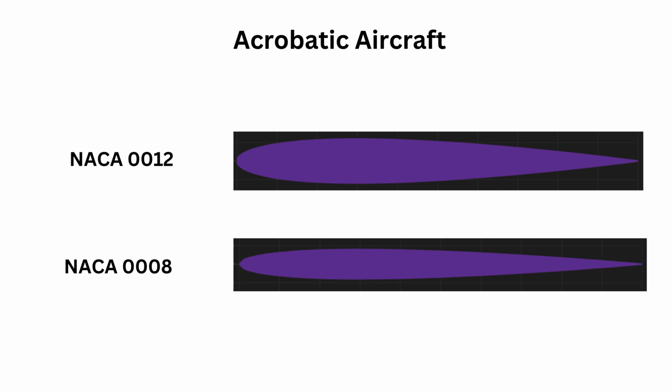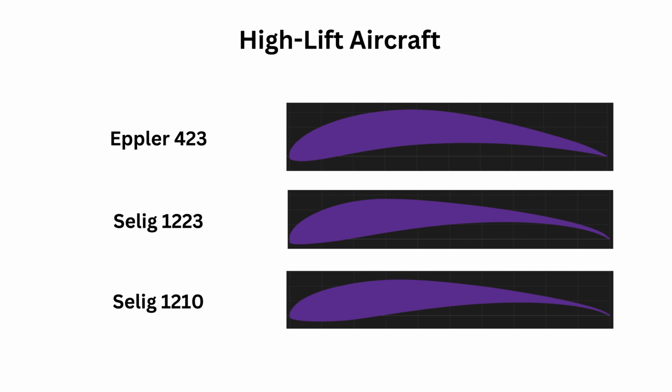For vehicles needing high lift capacity and/or high aerodynamic efficiency, we need to look at non-symmetric and highly cambered airfoils, which have higher maximum lift coefficient and lift-to-drag ratios. Some common options here are the Eppler 423, CH10 4813, Selig 1210, Selig 1223.